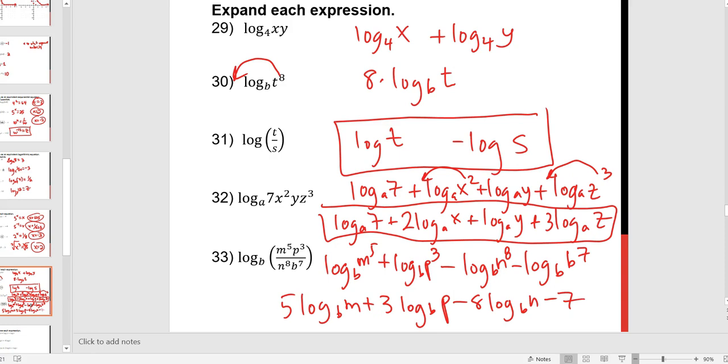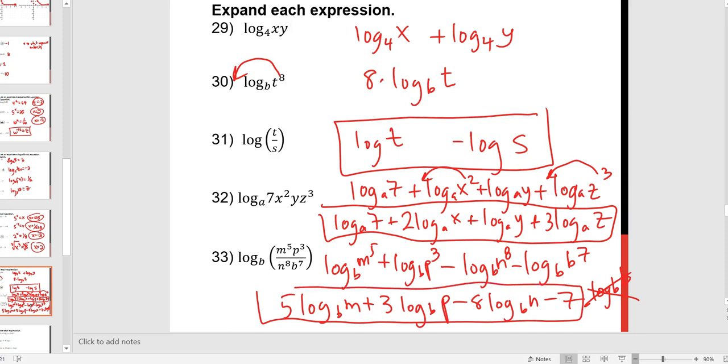minus 7. Why is that one done? Well, because I'm left with what? Log base b of b, which goes away. So just minus 7. Do make sure you simplify those when you can. Not a huge issue, but something that will pop up, so please be careful with that.